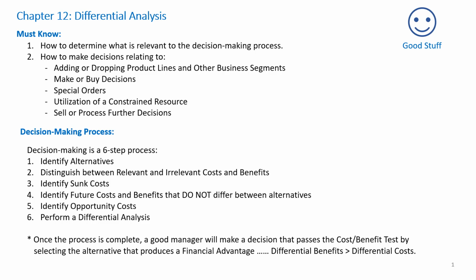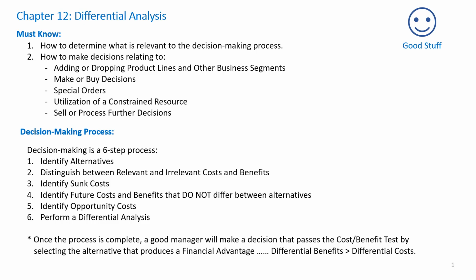The must-know from this chapter includes two items. One, how to determine what is relevant to the decision-making process, and two, how to make decisions. Decisions relating to adding or dropping product lines in other business segments, decisions relating to make or buy decisions, decisions relating to taking on special orders, decisions relating to utilization of a constrained resource, and finally, decisions relating to sell or process further decisions. Throughout this chapter, we'll look at each of these decision types, and you'll become familiar with the processes used in coming to a solution.